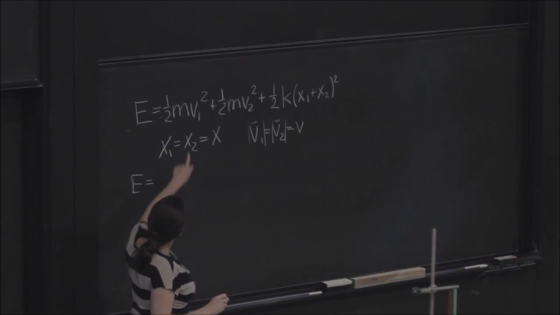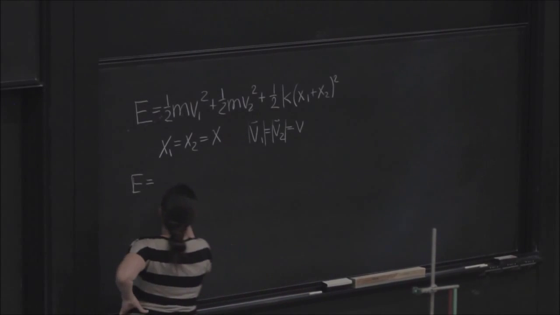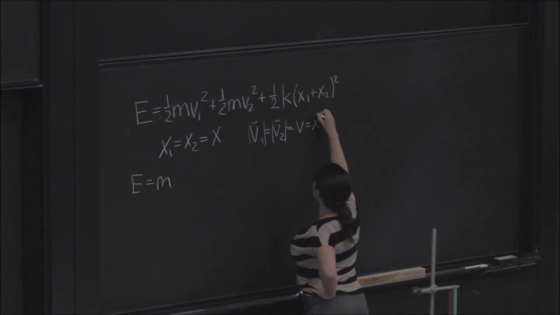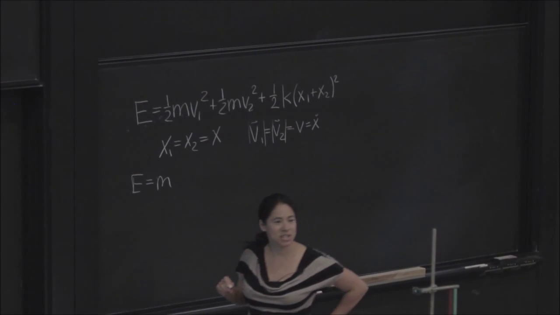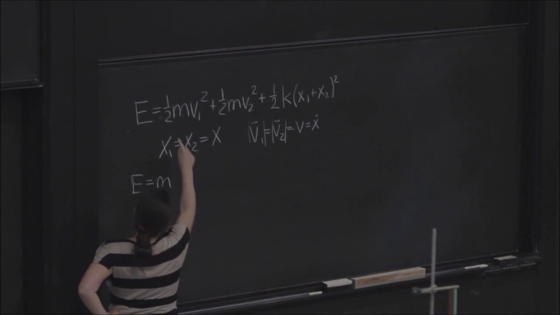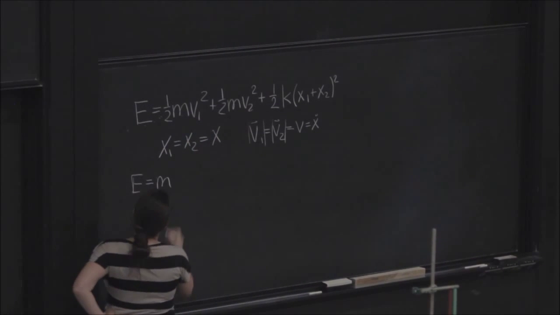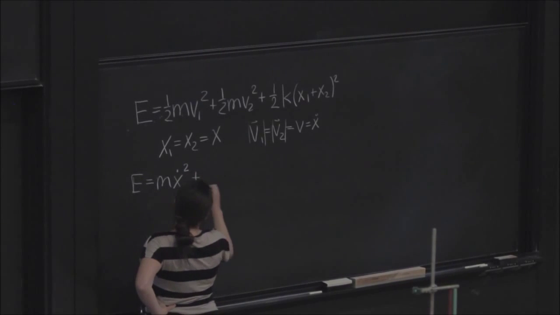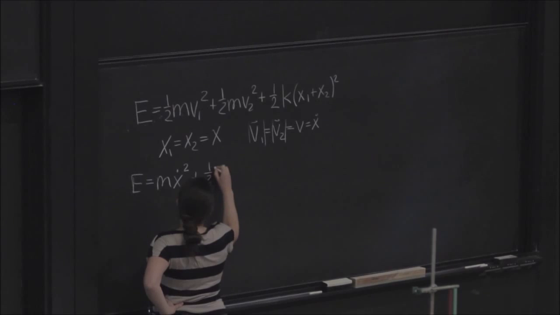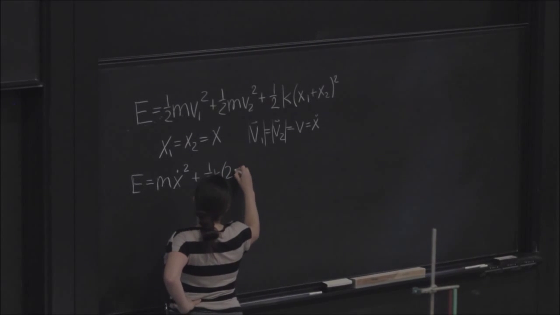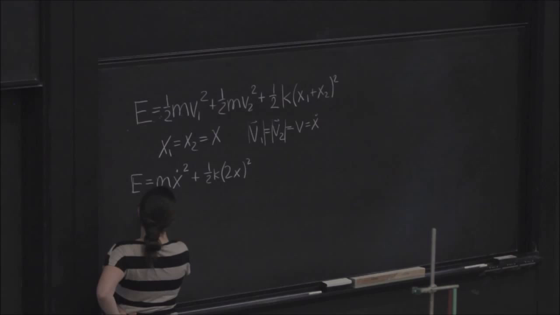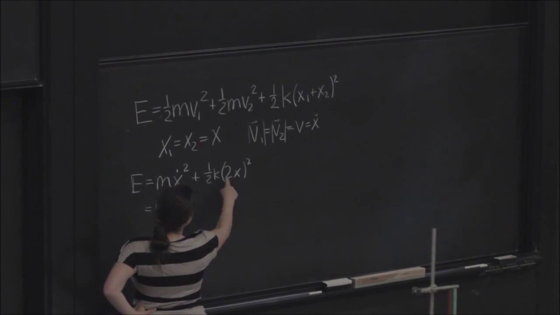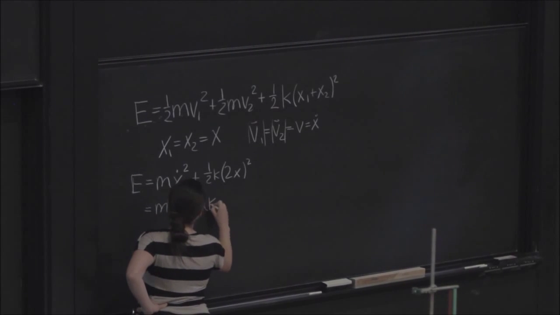Okay, so this is 1/2 mv squared plus 1/2 mv squared. That's just going to give me, oh, you know what? Let me call this instead x dot, just to keep with our same notation. Okay, so we have two of these, so the 1/2s go away. So I'm going to have an m x dot squared plus 1/2 k times 2x squared. That's just going to be m x dot squared plus, that's 4 times 1/2, that gives me a 2.